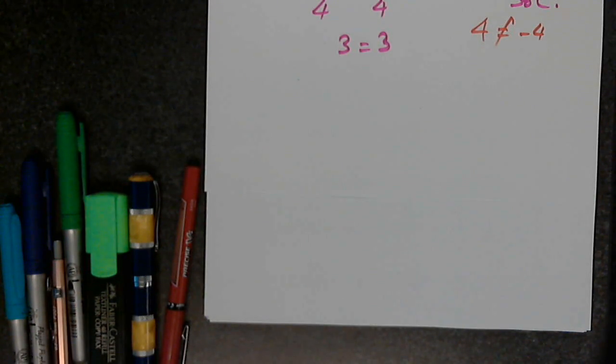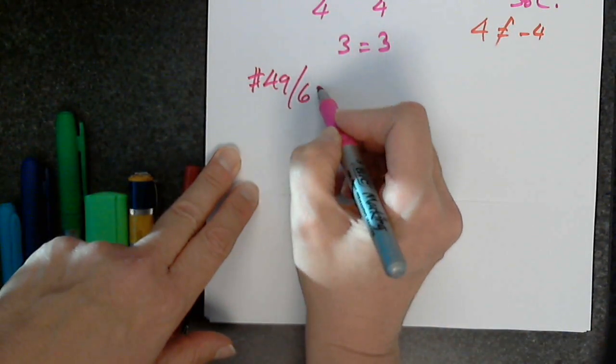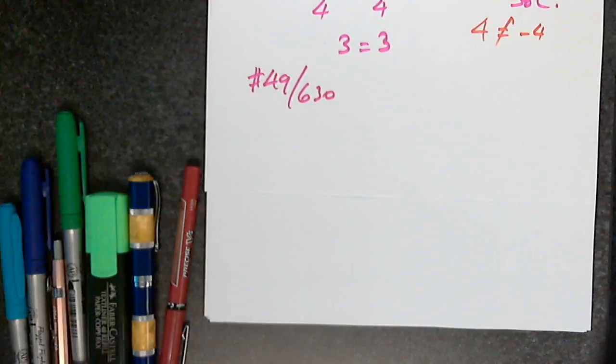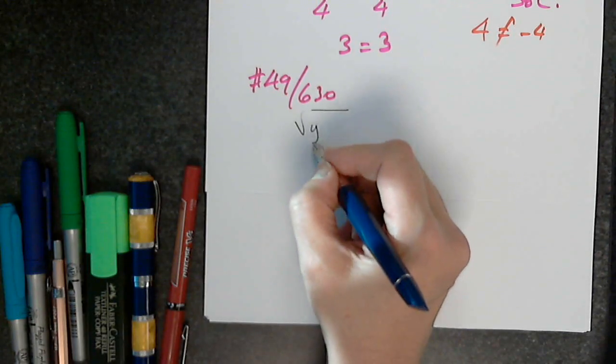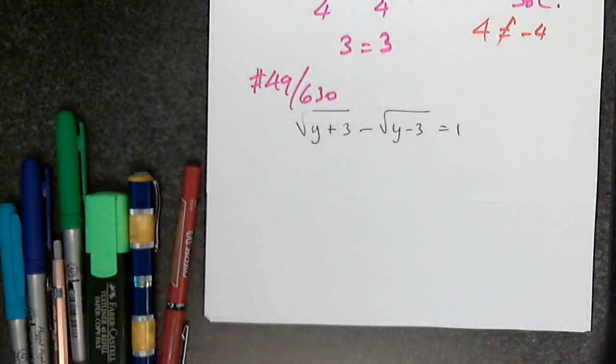Like, for example, 49 on 630. Ready? So in 49 we have the square root of y plus 3 minus the square root of y minus 3 equals 1.